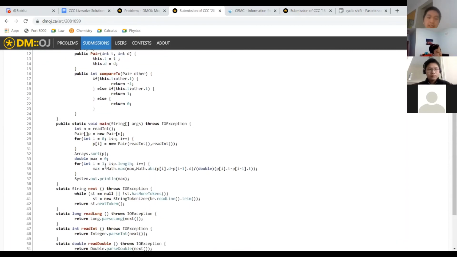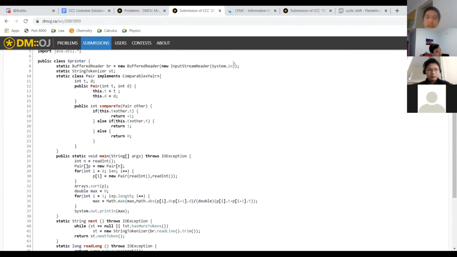So the code's actually super, super simple. You just needed to understand that you need to sort all of the observations, and you just find the speed between every adjacent pair of observations.